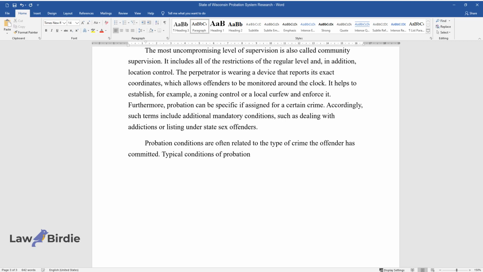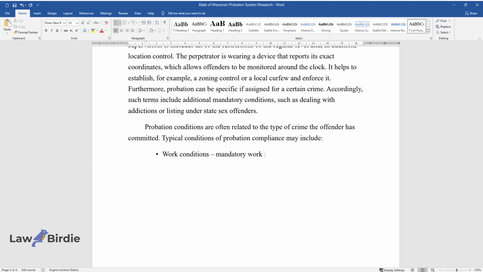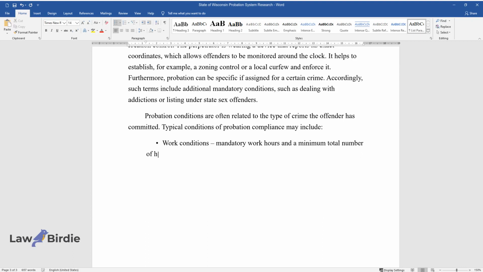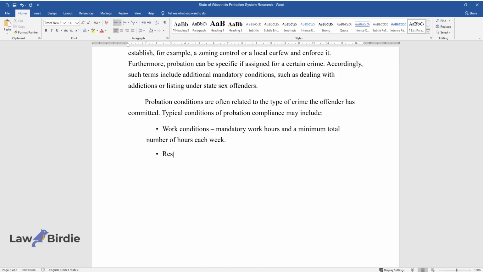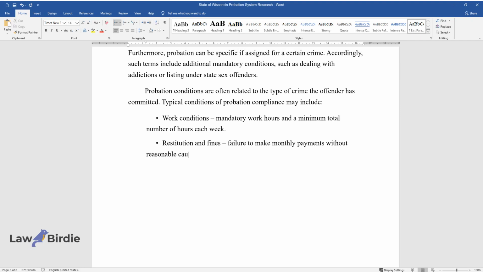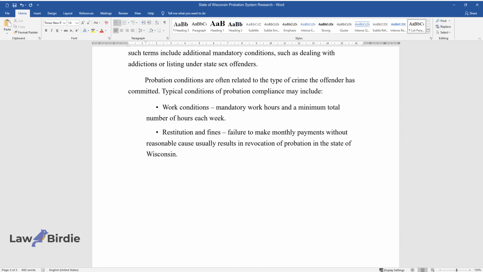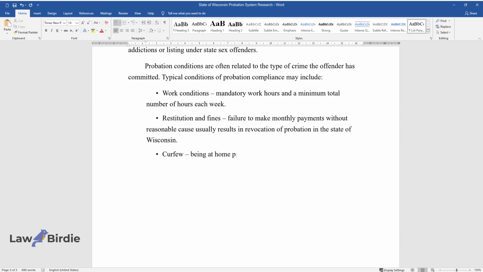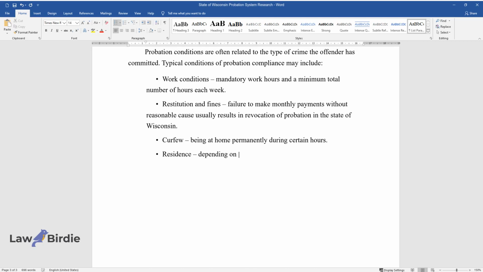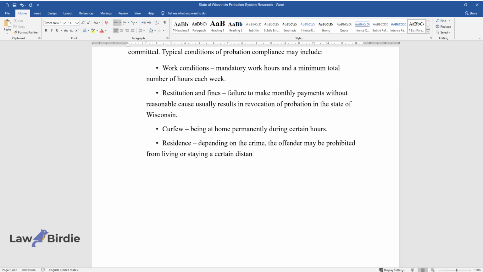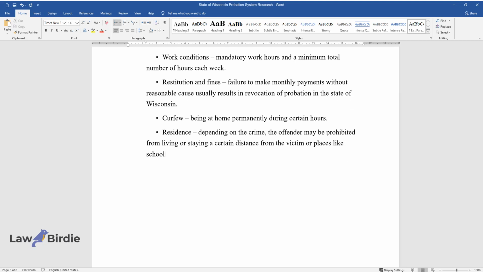Typical conditions of probation compliance may include work conditions, mandatory work hours and a minimum total number of hours each week. Restitution and fines. Failure to make monthly payments without reasonable cause usually results in revocation of probation in the state of Wisconsin. Curfew, being at home permanently during certain hours. Residence, depending on the crime, the offender may be prohibited from living or staying a certain distance from the victim or places like schools and colleges.